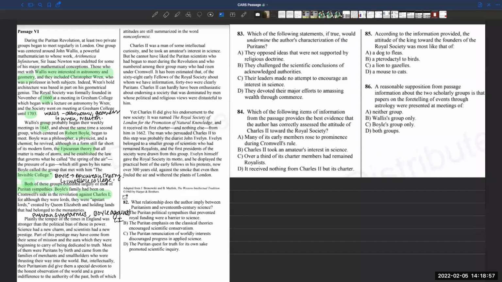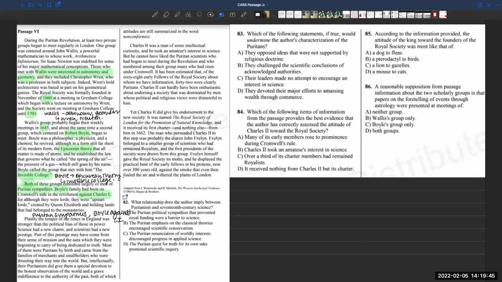All right. Plainly, the temper of the times in England was stronger than the political bias of those in power. Science had a new charm, and scientists had a new prestige. Part of this prestige may have come from their sense of mission and the aura which they were beginning to carry of being dedicated to the truth. Most of them were Puritans by birth and came from the families of merchants and smallholders who were thrusting their way into the world. But intellectually, their Puritanism did give them a special devotion to the honest observation of the world and a grave indifference to the authority of the past, both of which attitudes are still summarized in the word nonconformist.